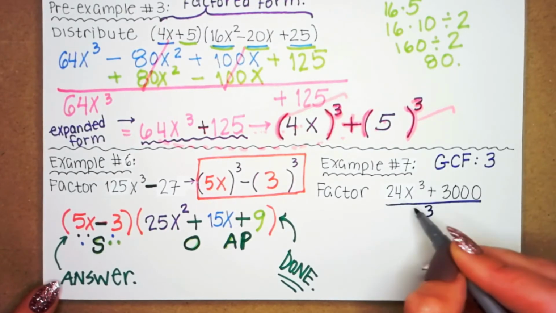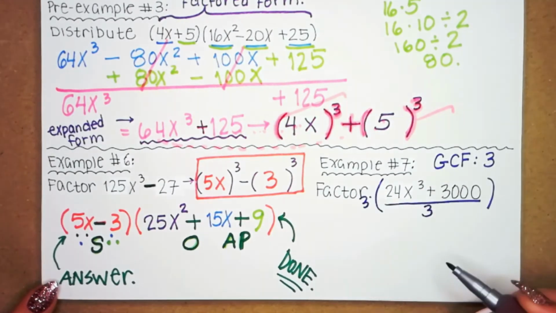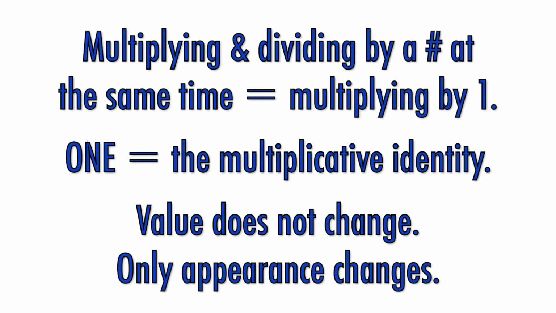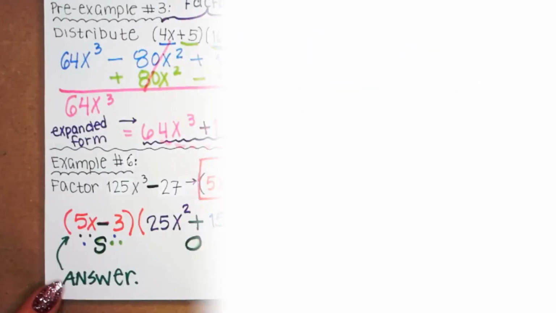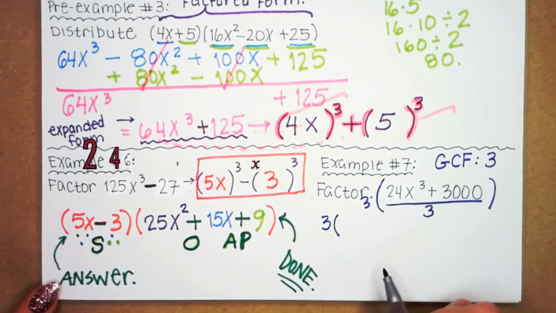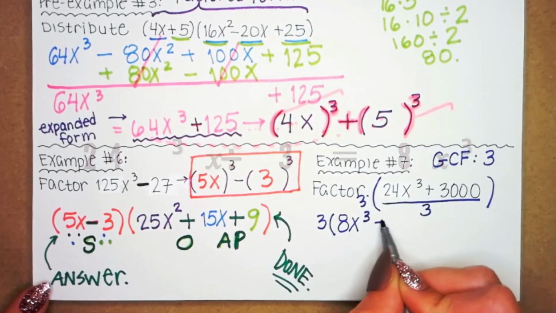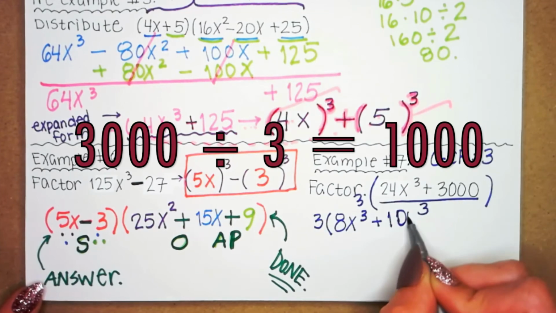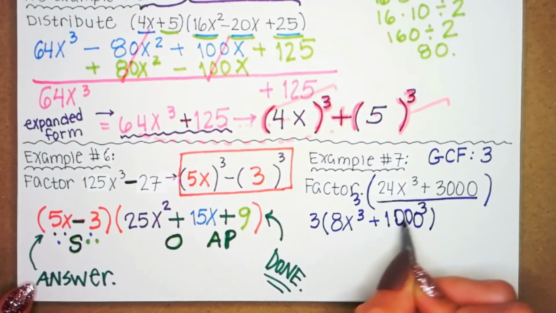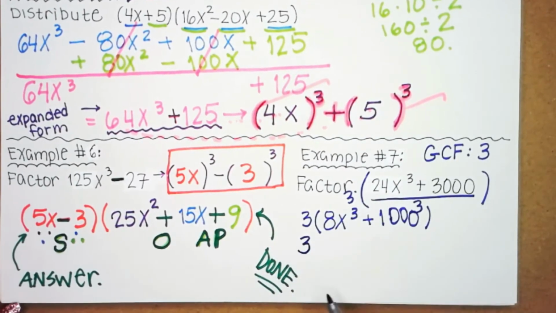So that means I'll divide both of these terms by 3, and I'll multiply out in front by 3, and that's how a 3 will get out front. Three will just hang out right there. Pretzel to reduce, invisible pretzel this time. 8x to the third plus 1,000. Now, this 3 is a GCF and it sits out front.